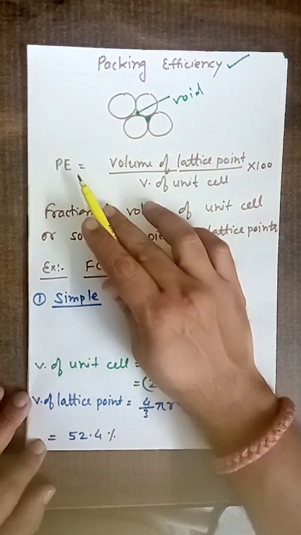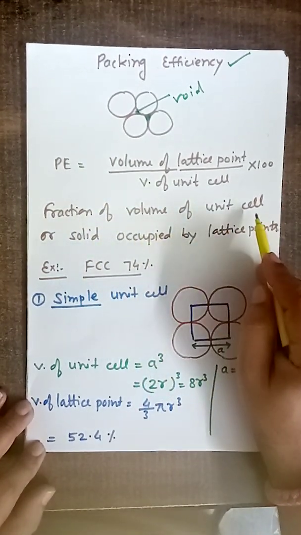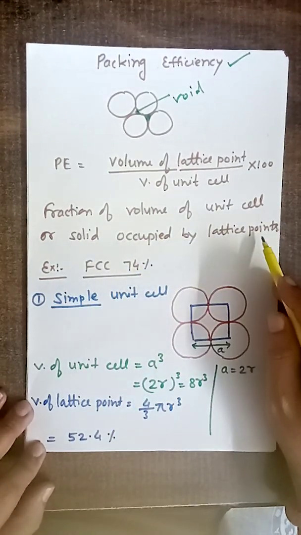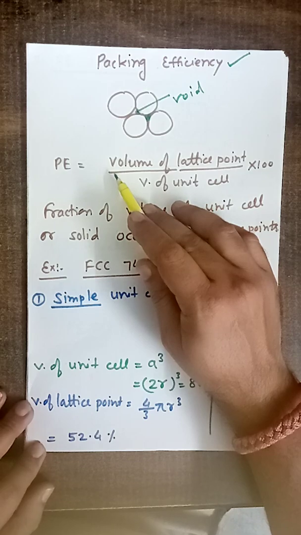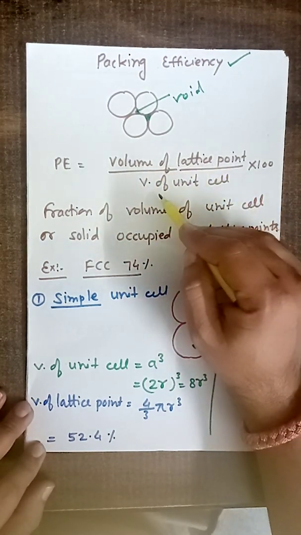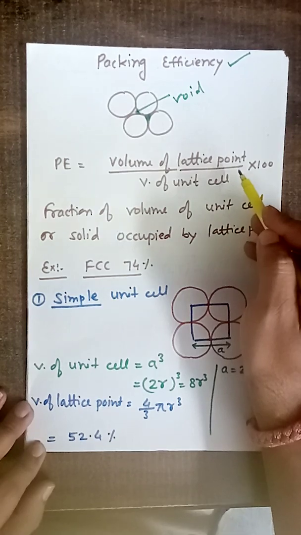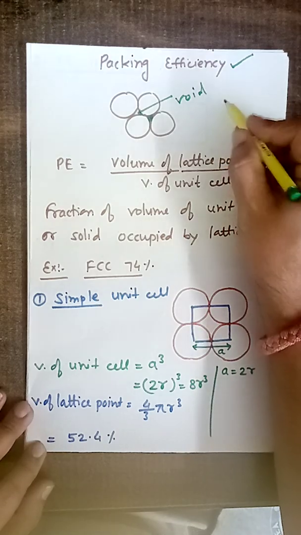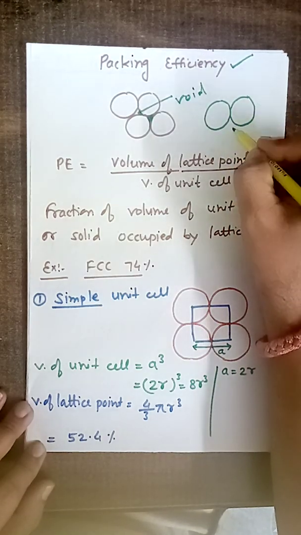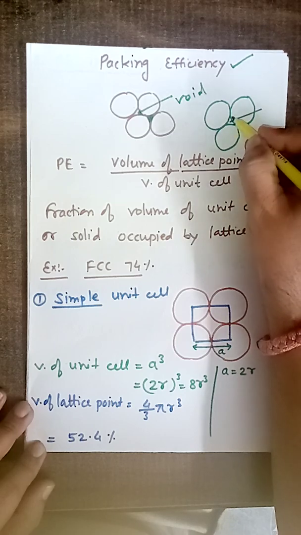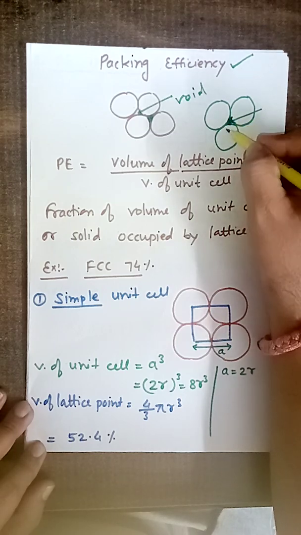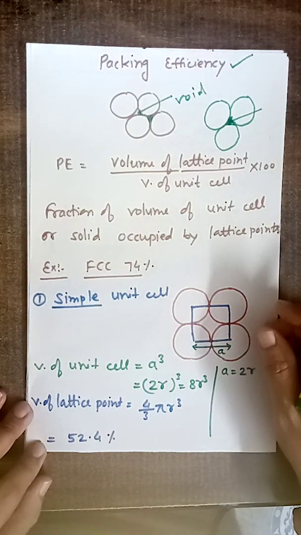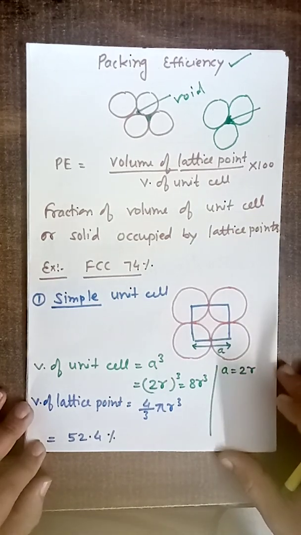Packing efficiency can be defined as the fraction of volume of unit cell, or the fraction of volume of solid, which is occupied by lattice points, and it can be calculated by formula. It is volume of lattice point divided by volume of unit cell into 100. This is percentage packing efficiency. So I repeat, there is some unoccupied space in the solid, and this unoccupied space is known as hole, vacancies or interstitial site, and the packing efficiency indirectly reflects the occupied volume of particles.